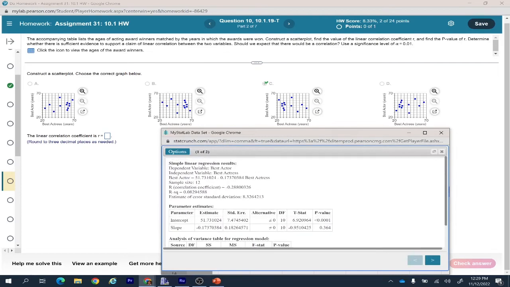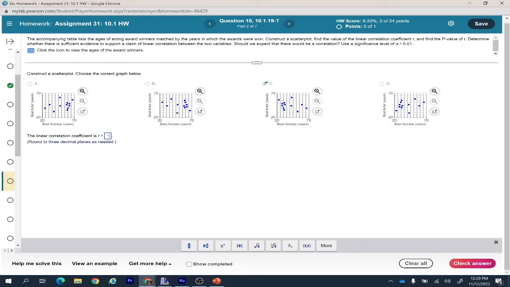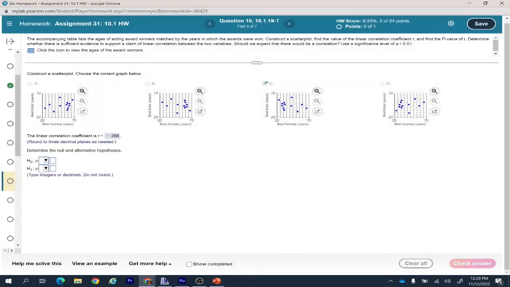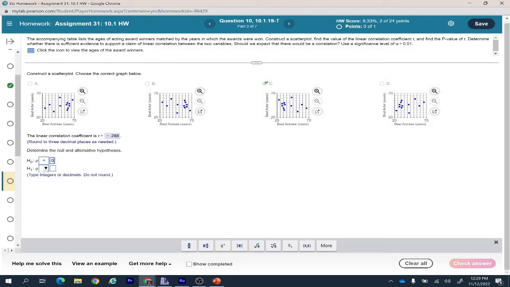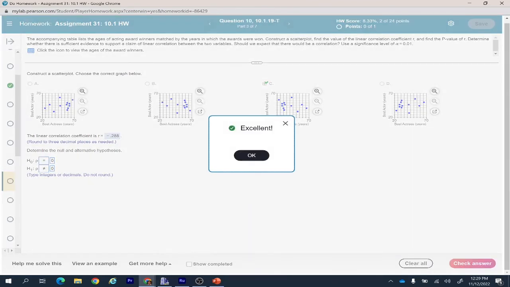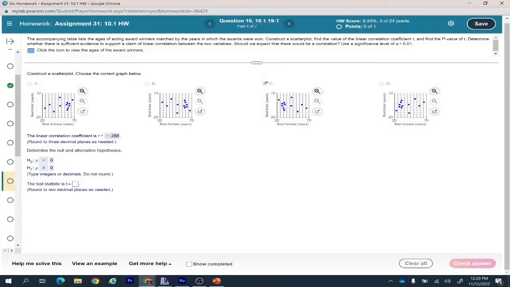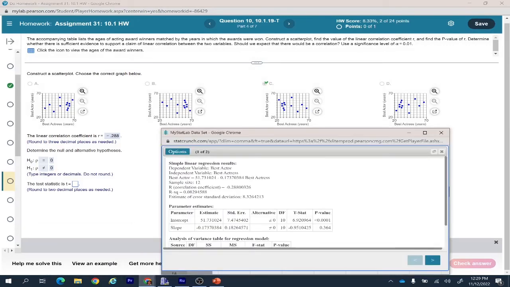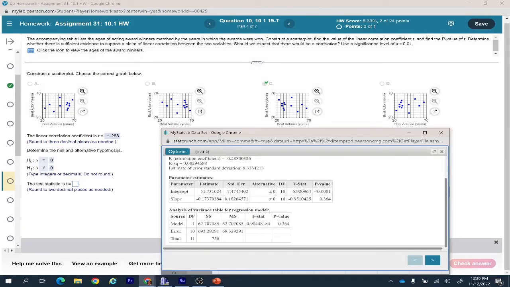The R, the correlation coefficient, is negative 0.288. And then the null hypothesis is always equal to 0, and the alternative hypothesis is not equal to 0. That's the answer. It's always trivial. The t statistic can be found by using the same table here. Whenever you go to the first table, the slope row, there you can find the t statistic. This is the value they are asking for.